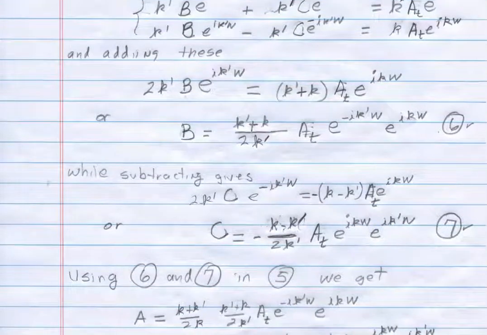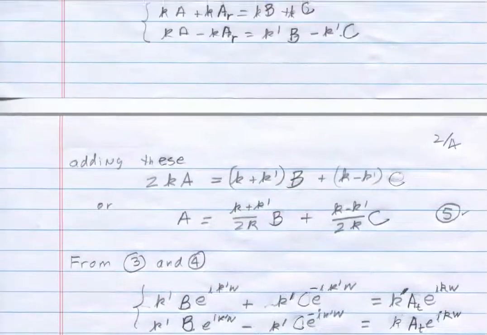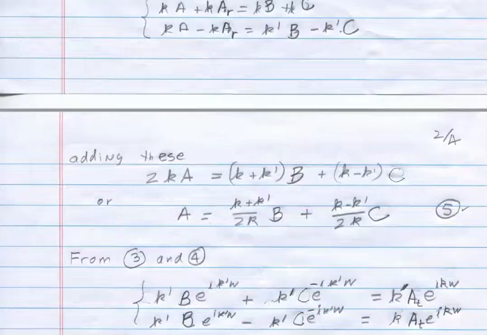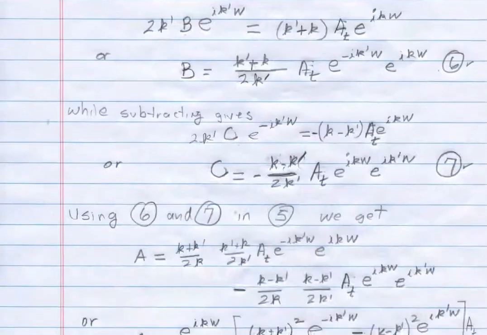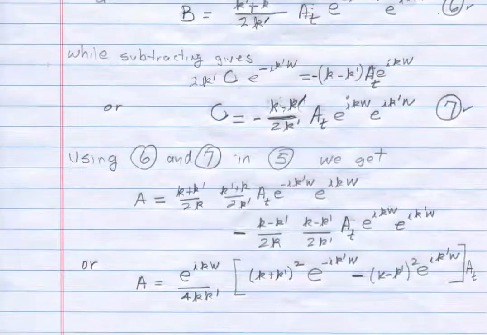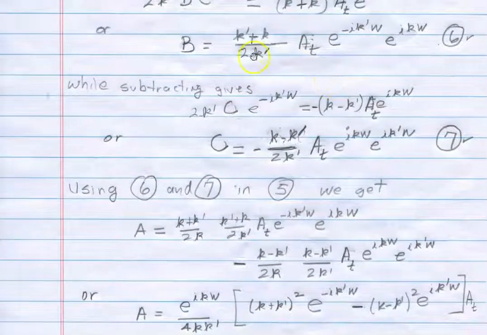Well, now then, we're pretty well set up in that I've got equation 5 here, and if you look at these two, the thing that's unique about B and C is they only depend on the transmission amplitude. And that's really kind of what makes this method work.